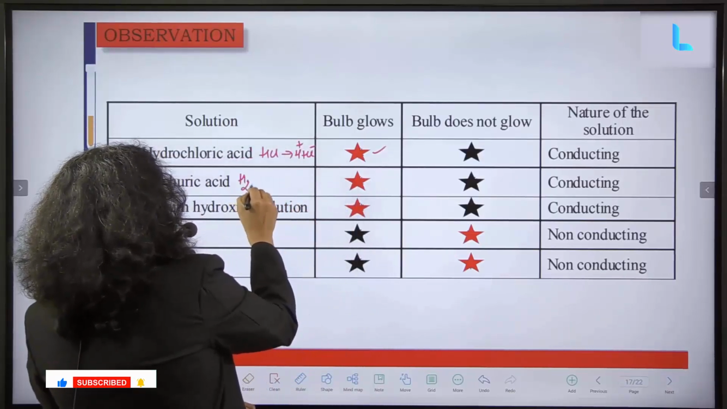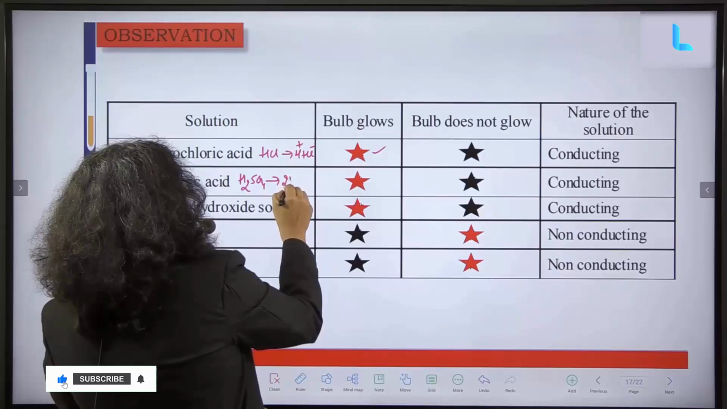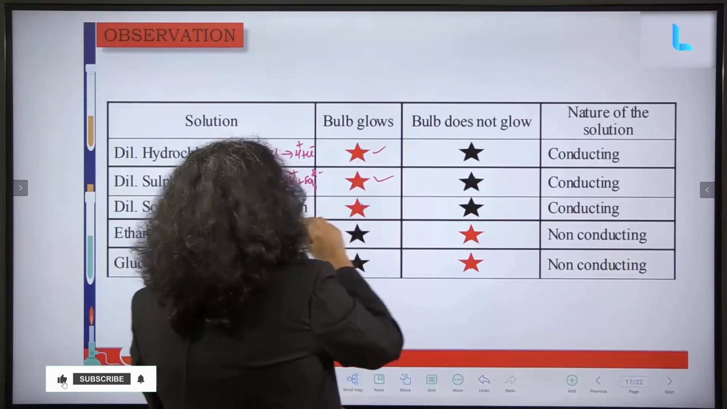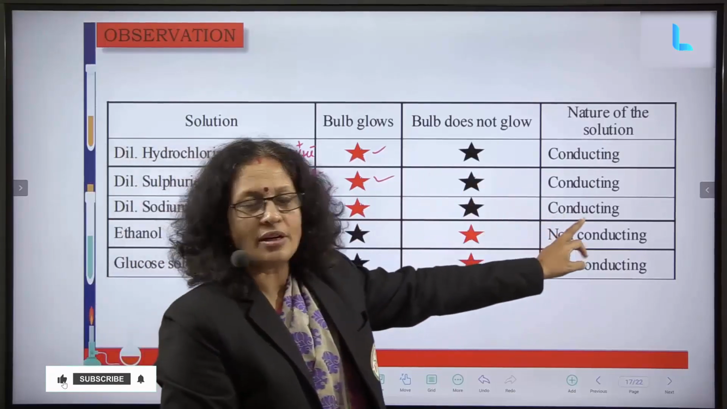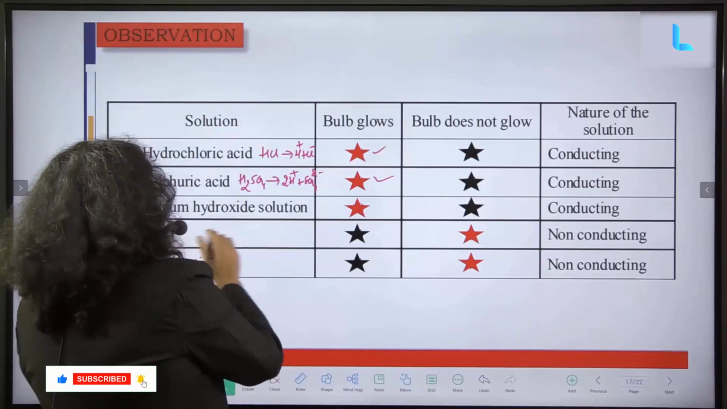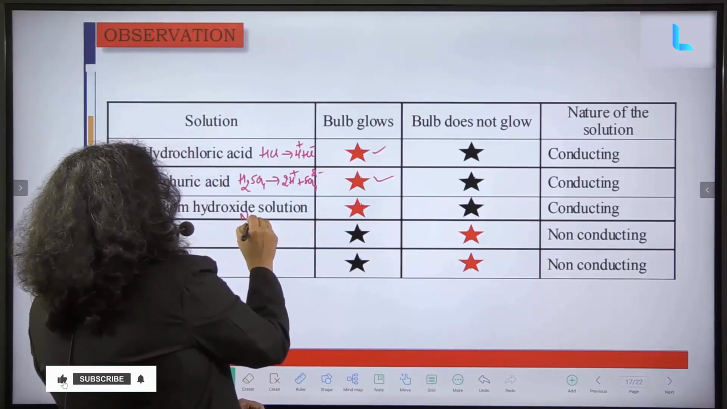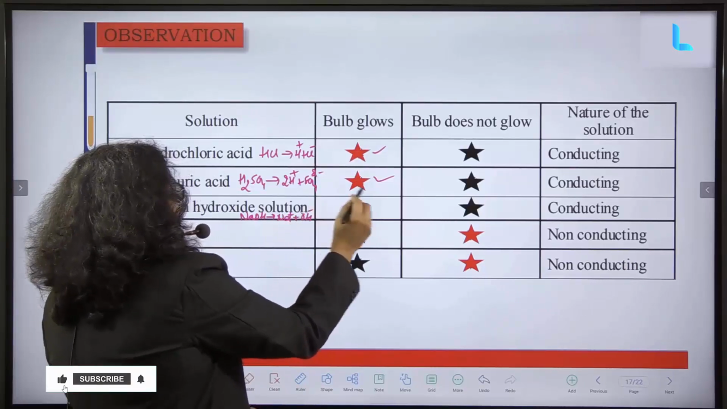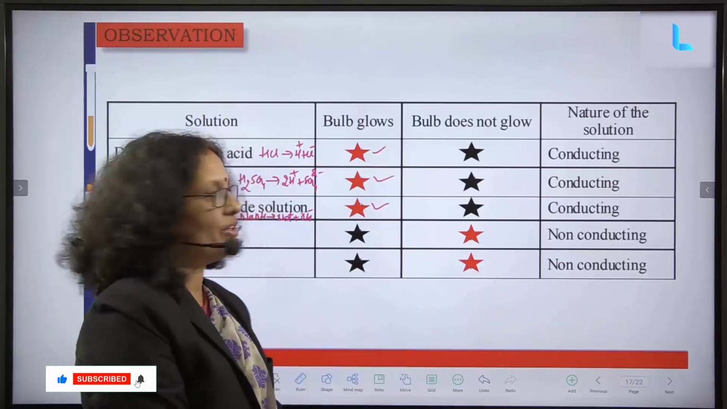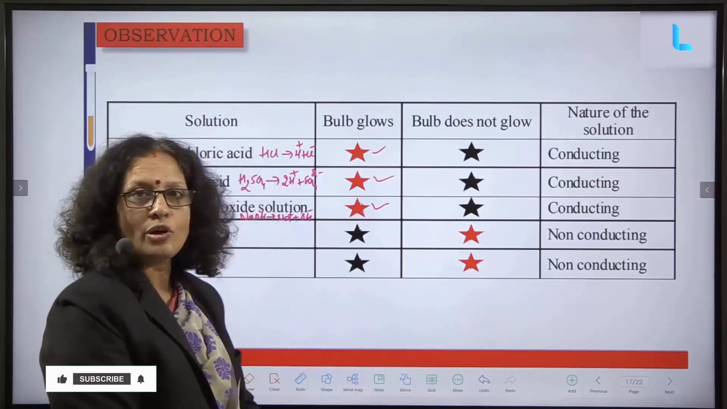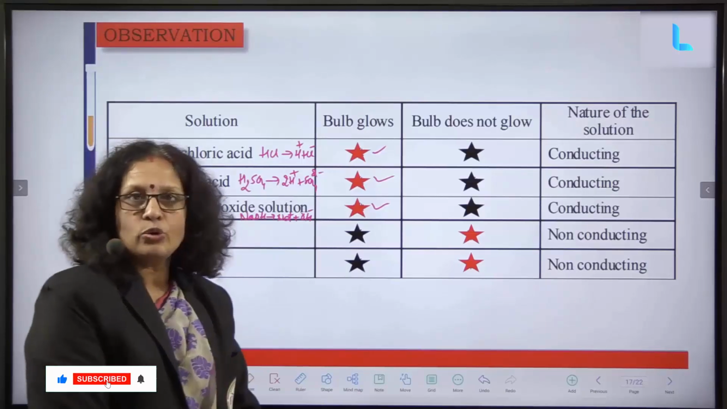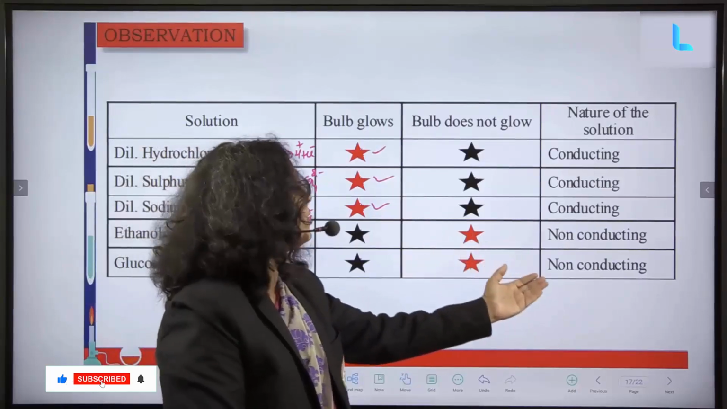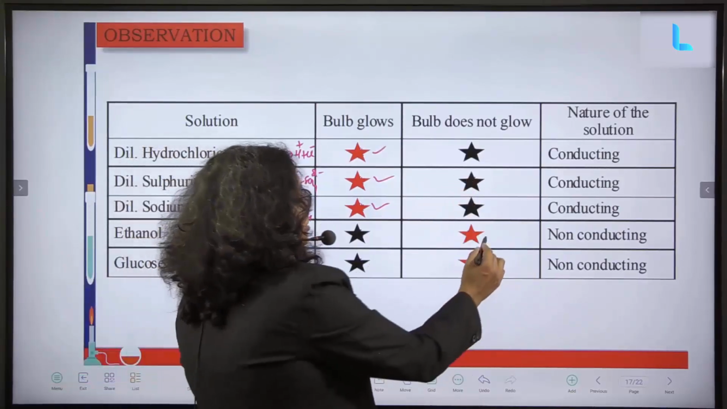If dilute sulfuric acid is taken, it is also breaking as 2H plus and SO4 2 minus. Because of the presence of ions, the electric current is passing and it is conducting electricity. The bulb is glowing. With dilute NaOH solution, NaOH will break as Na plus and OH minus, so again the bulb is glowing and electricity is conducted. But ethanol is in the form of molecules, and glucose is not undergoing any ionization, so there are no ions, and that is why they are non-conducting and the bulb does not glow.